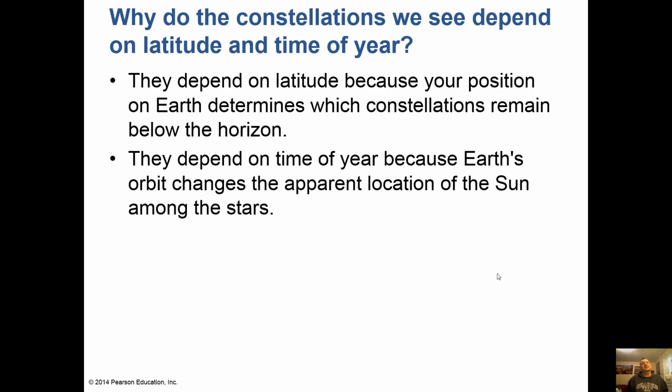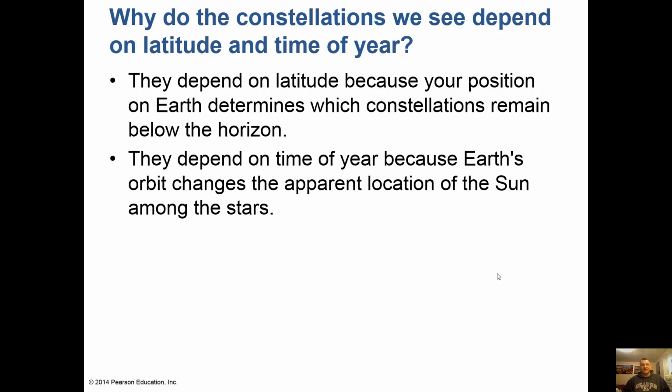Why do the constellations we see depend on latitude and time of year? The reason is because they depend on latitude because your position on Earth determines which constellations remain below the horizon. They depend on time of year because Earth's orbit changes the apparent location of the sun among the stars. So you know the Earth goes around the sun. That's called revolution, which is different than rotation, which happens daily. It takes 24 hours roughly to rotate once. It takes 365 days roughly to go around or revolve around the sun.